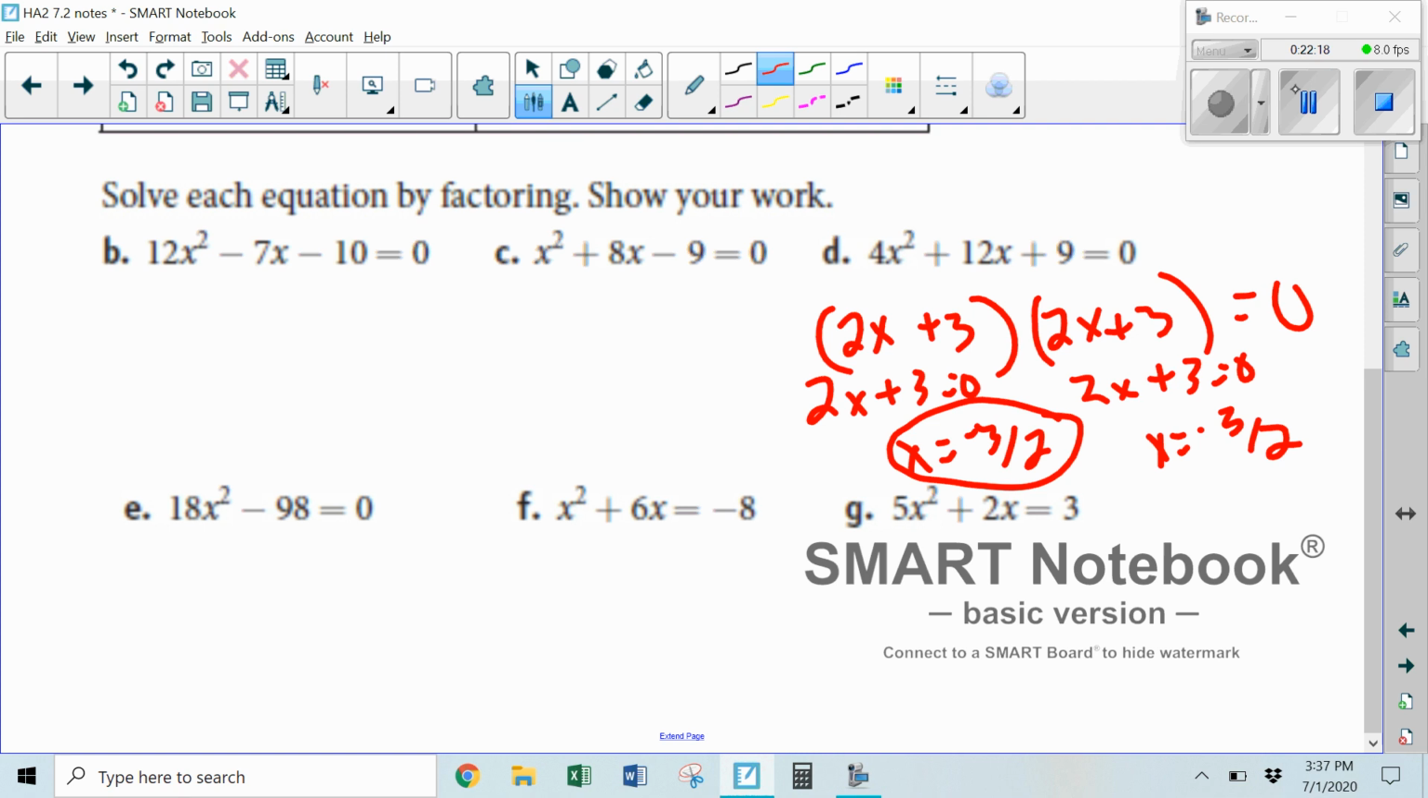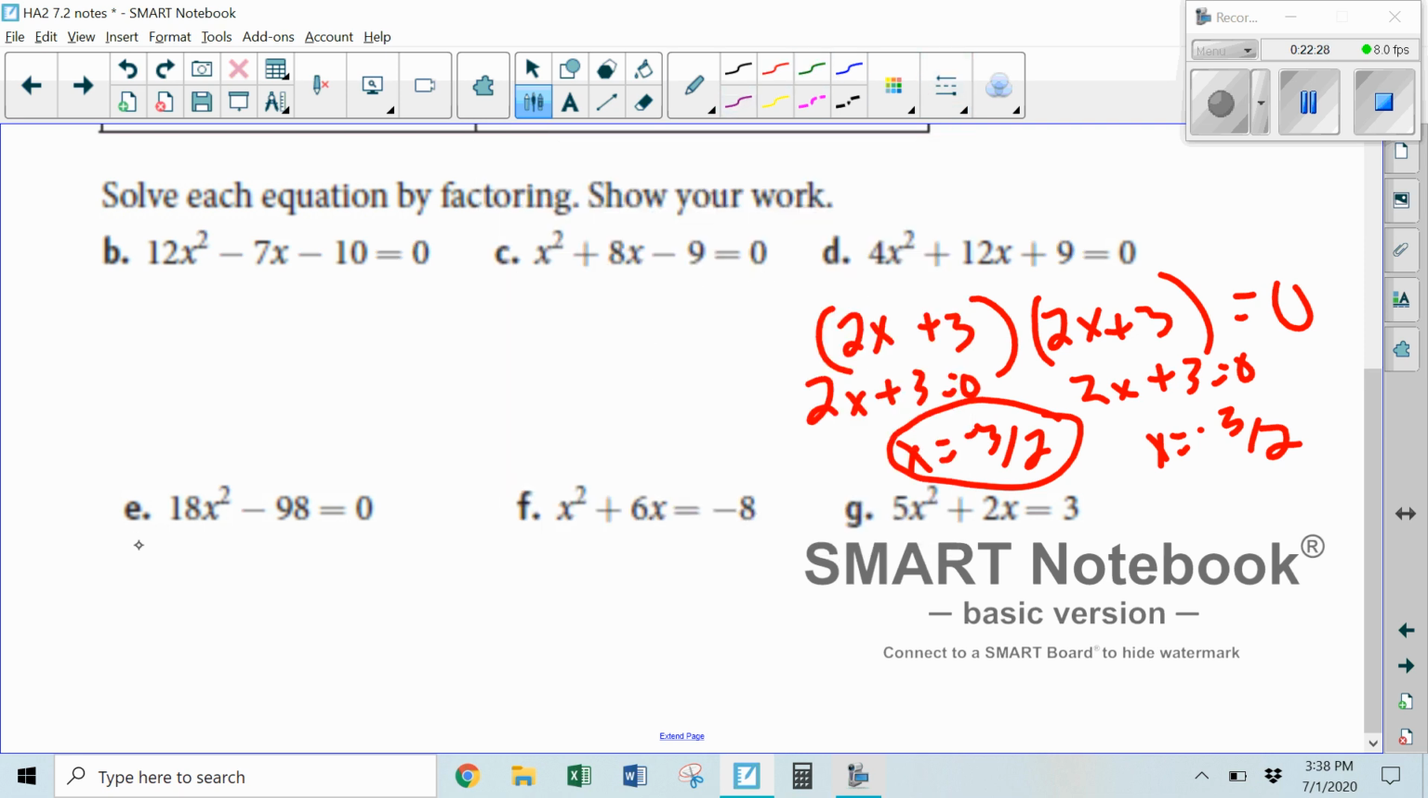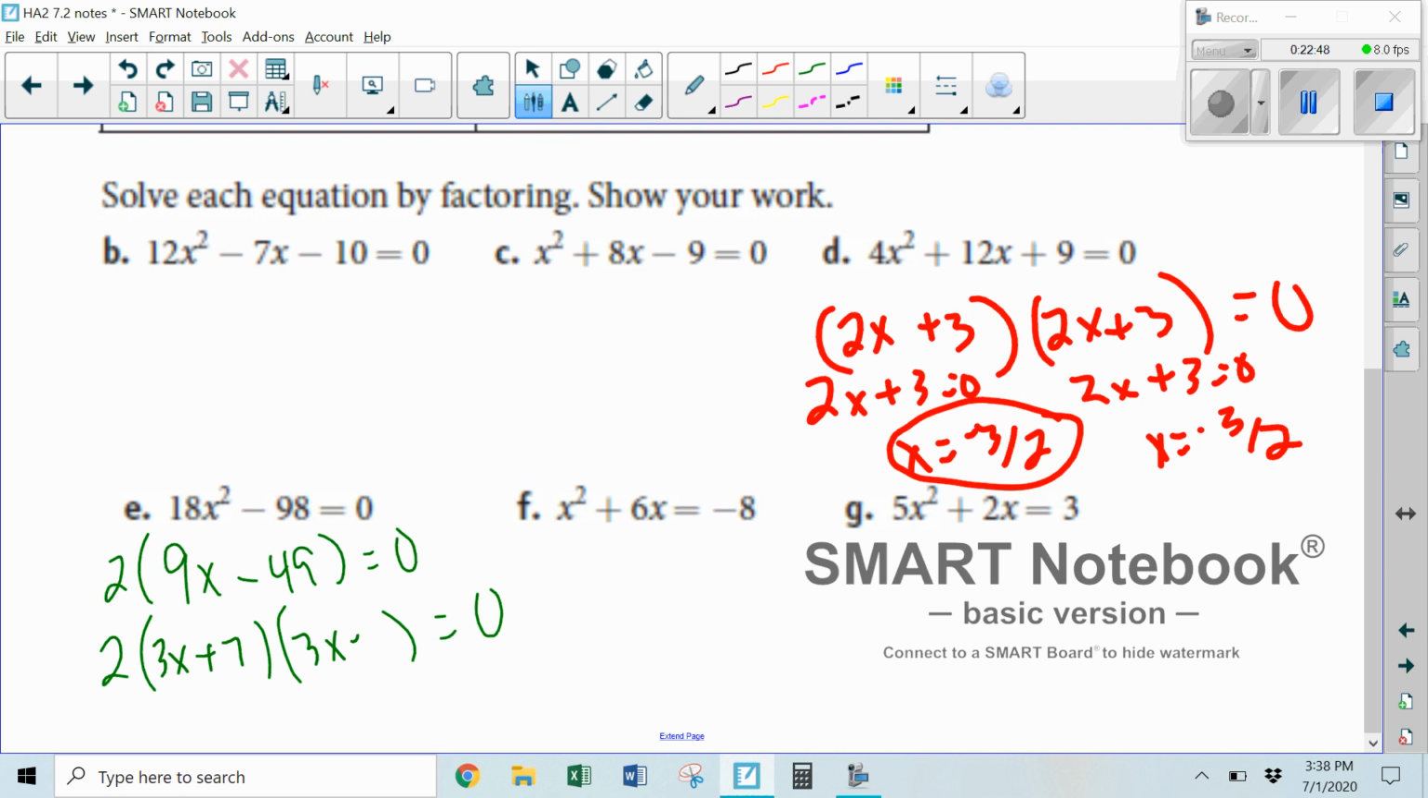Letter E, there's a GCF here for letter E. So if I factor out a 2 to start working with some smaller numbers, I get 9x squared minus 49 equals 0. And I'm going to factor this further. So it's going to be 3x plus 7, 3x minus 7.